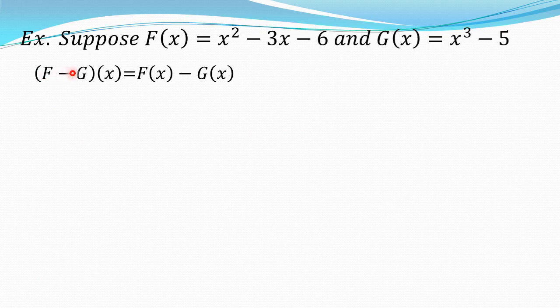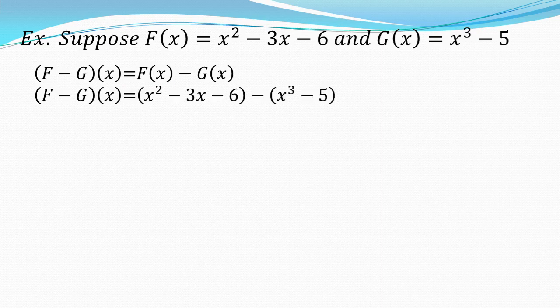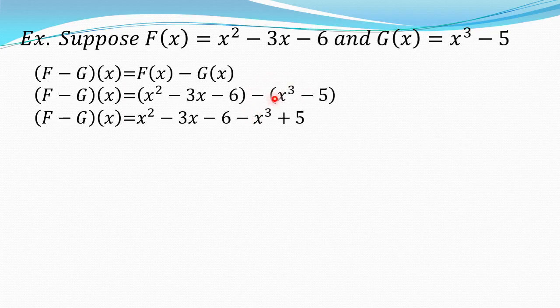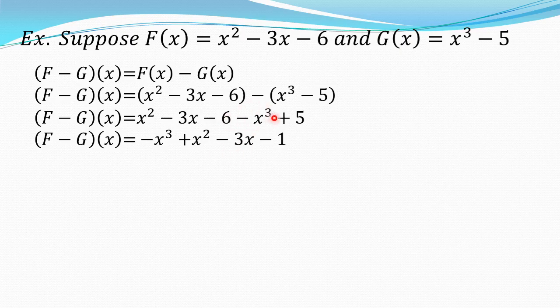As for this, f minus g of x is equal to f of x minus g of x. The expression f minus the expression g, so we distribute this. So you're going to get negative x cubed plus 5, and this one I just copied right down here. You combine like terms and you get, again, I rearranged, of course. So negative x cubed is way over here, x squared is on the second spot, negative 3x is on the third spot. So negative 6 plus 5, negative 1.